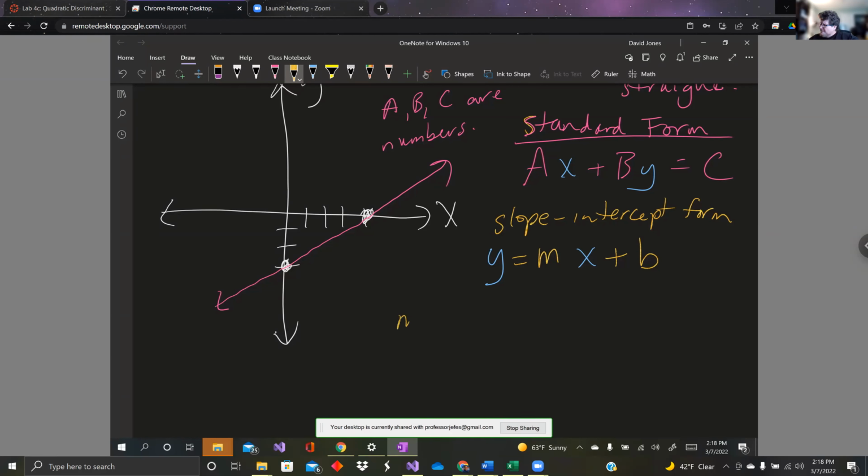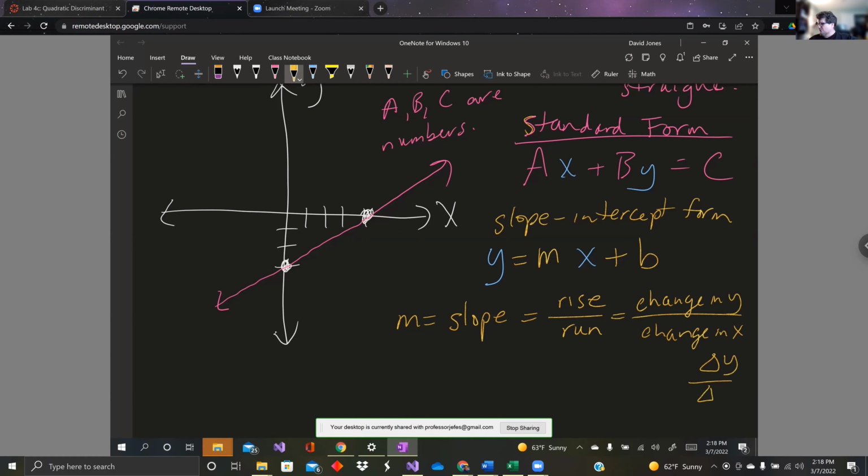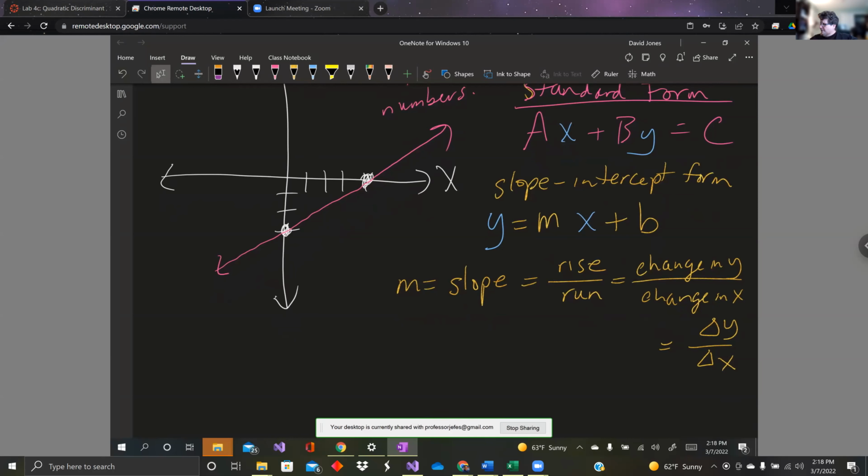So m stands for, I don't know why they use m since it's not in the word, m is the slope. You might have learned it as rise over run. It's a change in y values over a change in x values. And sometimes they say change as a triangle. So that's another way that they write it. So let's look at what the change is on this line. Let me address b real quick too.